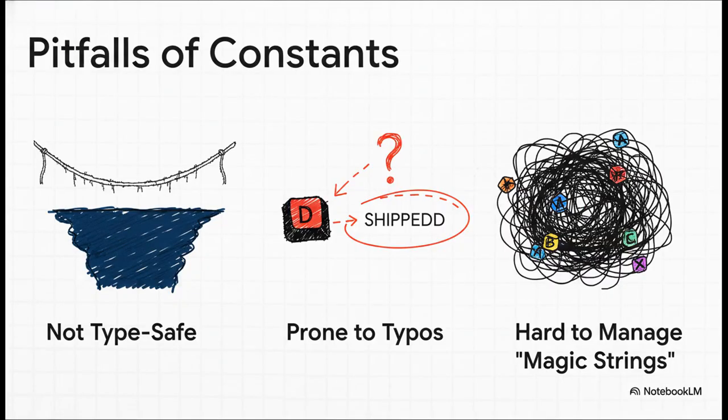Well, first off, it's not type-safe at all. A method expecting an order status will happily accept any string you give it. Pending? Sure. Delivered? Okay. Pizza? Why not? The compiler has no idea what you meant to do. And then there's the classic typo. You accidentally type shipped with 2 Ds, and guess what? Your code compiles perfectly fine, but your program breaks at runtime. Good luck finding that one.